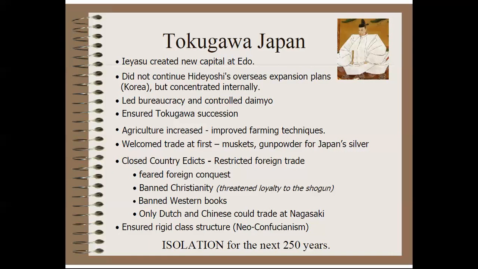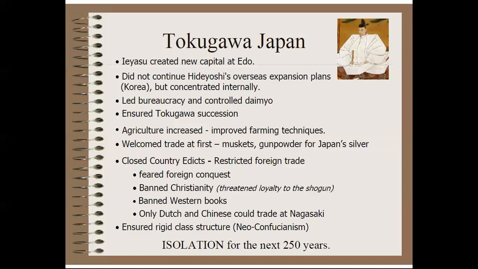They will not continue the overseas expansions that were launched by Hideyoshi, but they will concentrate internally to make Japan strong internally. They'll lead the bureaucracy and control the daimyo. Remember, the daimyo actually had to do what the shogun said. If the shogun said that the daimyo had to commit seppuku, they would. They will ensure Tokugawa's succession. They will try to limit the power of Western Europeans, and the emperor will be a figurehead.